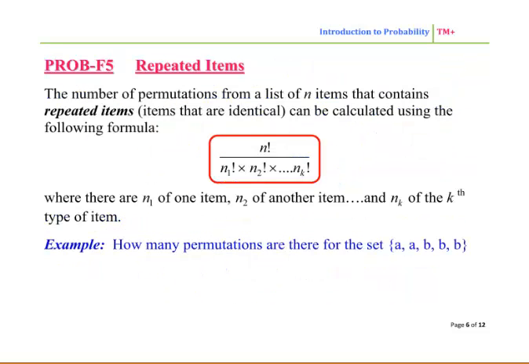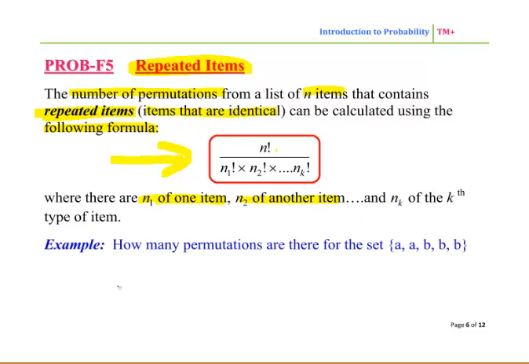Let's look at repeated items. The number of permutations from a list of n items that contains repeated items, so items that are identical, can be calculated using the following formula. So we have n factorial, how many there are in total, and then divide by the repeated, where n1 is for one item, n2 is for another, etc.